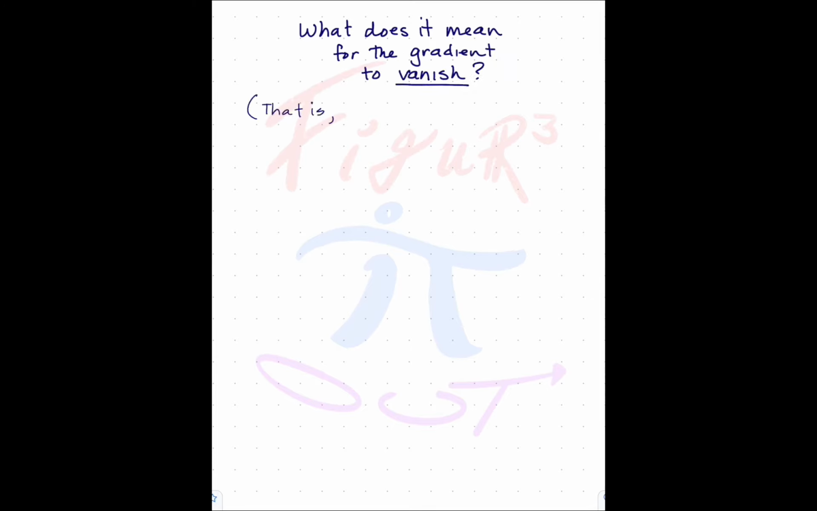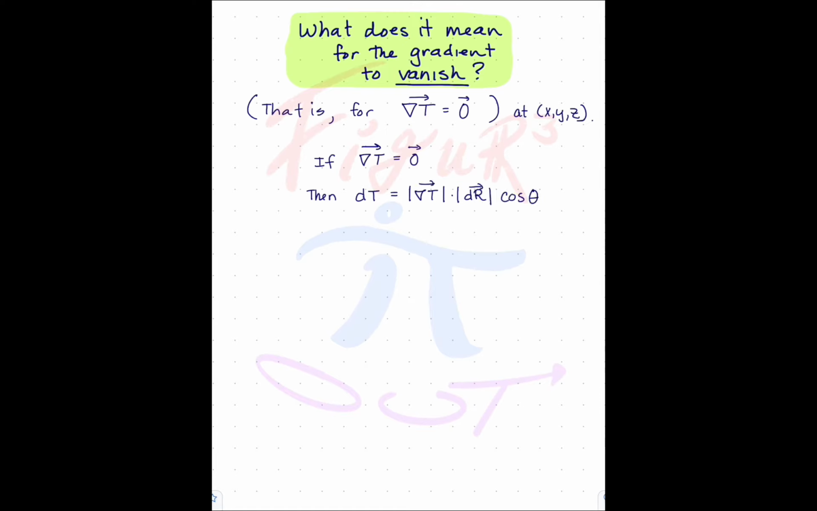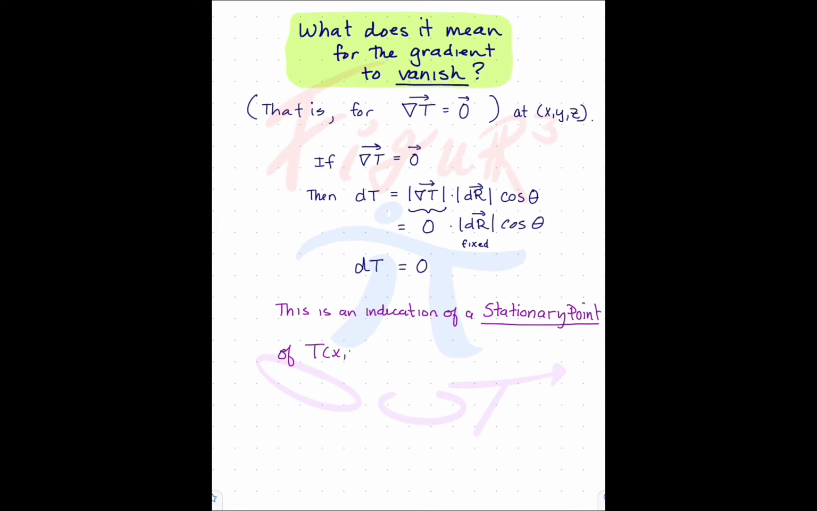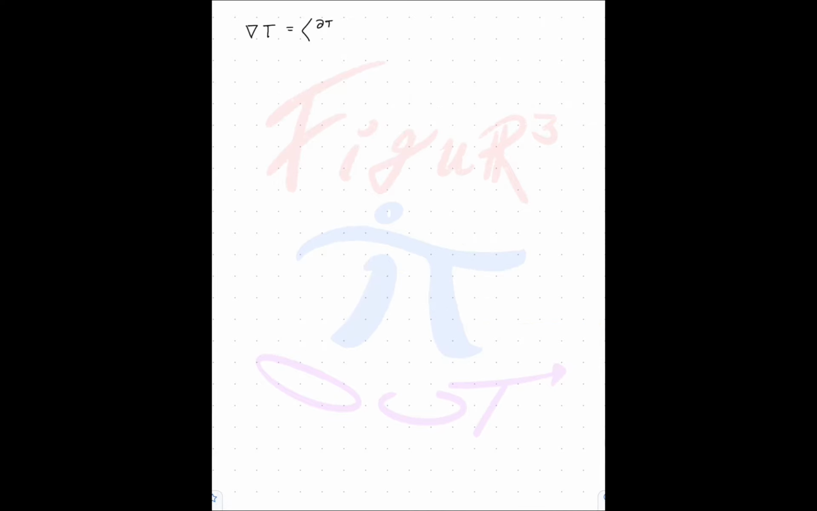So what does it mean for the gradient to vanish, or equal 0? At a particular xyz point, if the gradient happens to vanish, then the change in temperature here would also have to be 0. That is, there is no change in temperature. It's a stationary point for the temperature, something we might call a local extrema. That's similar to when you do the first derivative test, setting it equal to 0 to find relative extrema.